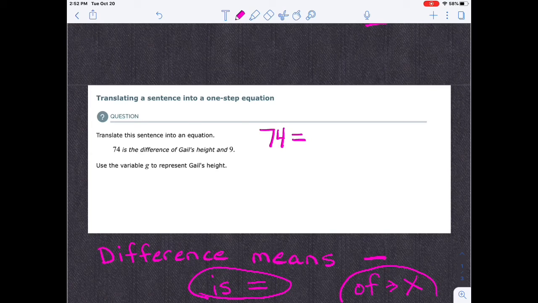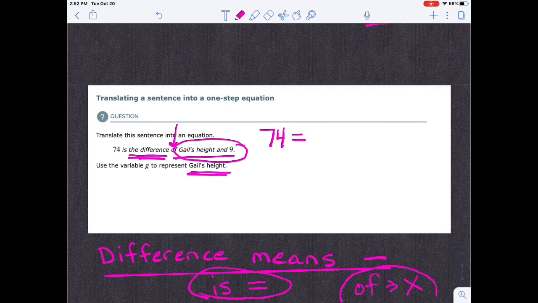Okay, so 74 equals the difference of, the difference. So difference means subtract. Difference means subtract. So we're going to be doing subtracting. What are we going to subtract? Gail's height and 9. So this is the word of, but it doesn't say something like 15% of. In this case, of is just a preposition, and it doesn't mean times in this case. Gail's height and 9 is what we are subtracting.